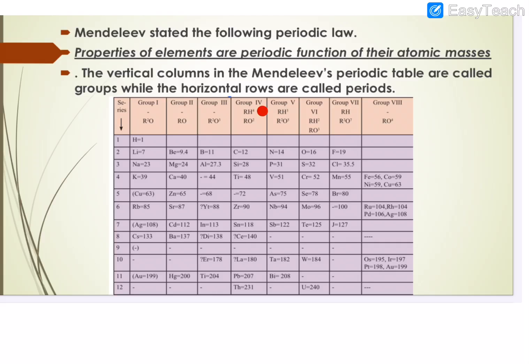You can see group 1, group 2, group 3 likewise. And the horizontal rows are called periods. Period 1, period 2, period 3, period 4 you can see. So these are the periods and these are the groups in Mendeleev's periodic table.